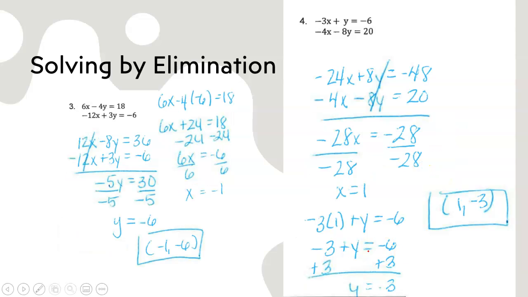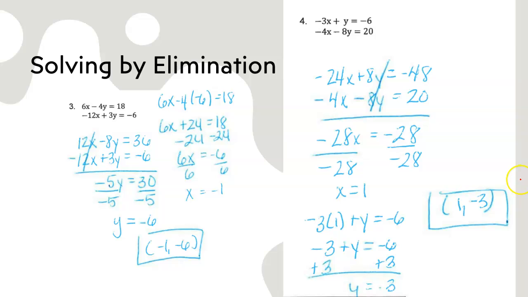Number 3, you had to make some changes here. So I made the top one to have, so I can cancel out the x's. I changed the top one to 12x minus 8y equals 36. Then I eliminated and solved for y. I got negative 6. When I plugged in negative 6 to one of the equations, I used the top one. I also solved for negative 1. So my solution is (-1, -6).